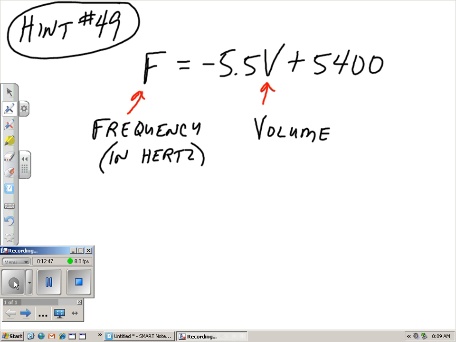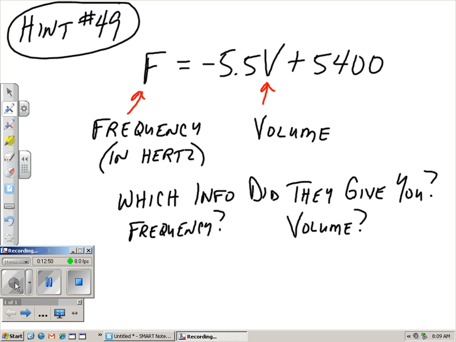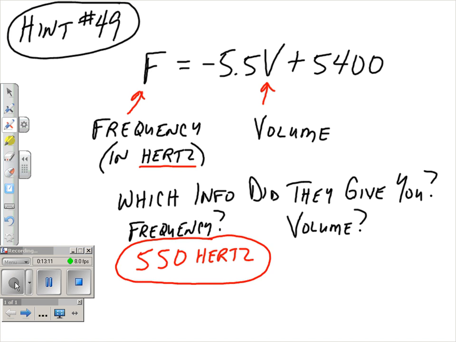So identify your variables. That's your first step. The next step in solving a word problem is identifying what information they gave you already in the problem. So you go back and you read the paragraph again, and you see the words, the frequency of the sound is 550 hertz. That means they gave you your hertz. That means they gave you your F variable. Alright, so now that you know what F is, you're going to go back to your formula. You're going to take that F out. You're going to put 550 in, and you're going to solve for V. The volume is what you don't know. So the volume is what you're looking for, and I'll leave that for you to solve.